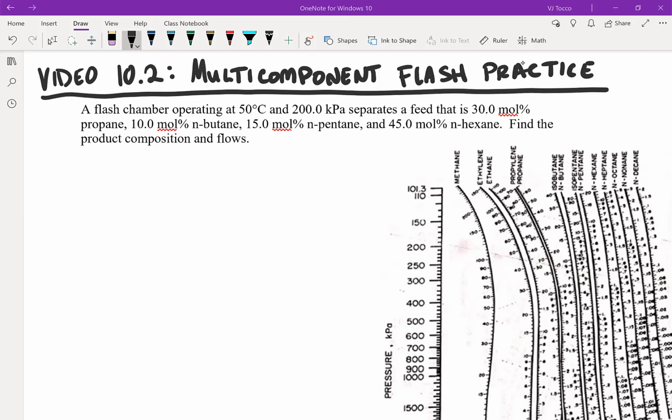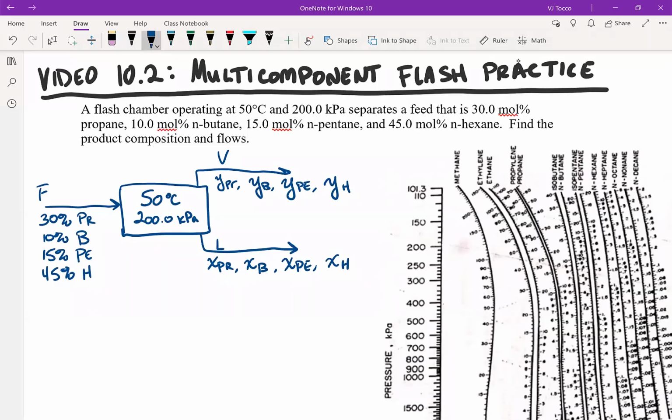First thing to do is to draw yourself a process flow diagram. I recommend that you pause the video now and try to get as far as you can with this practice problem without seeing the solution.